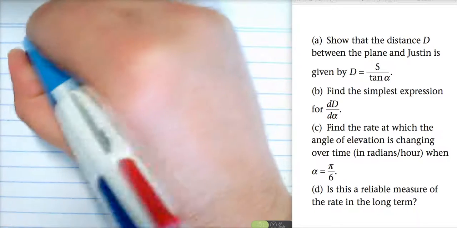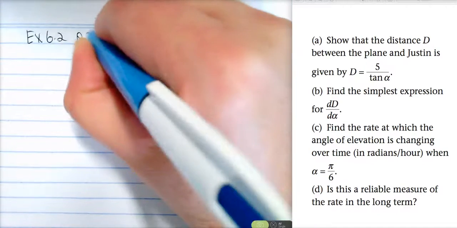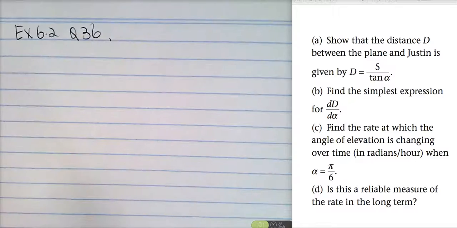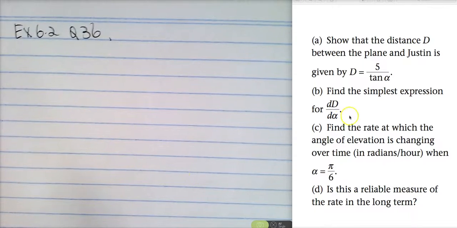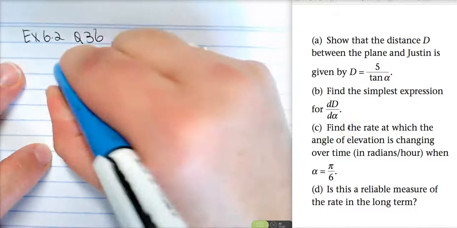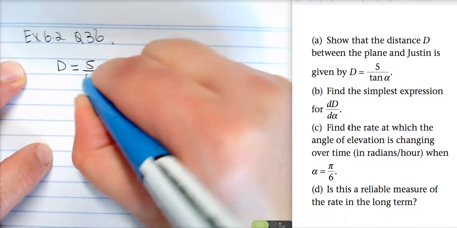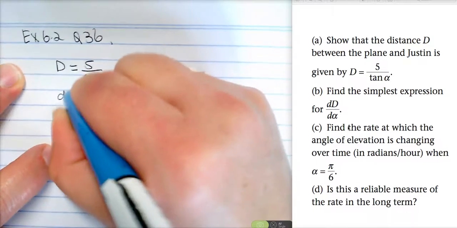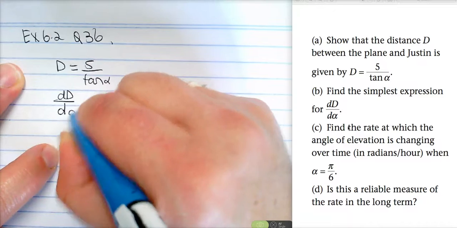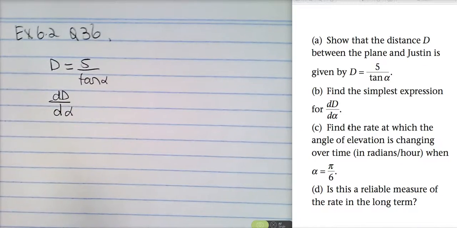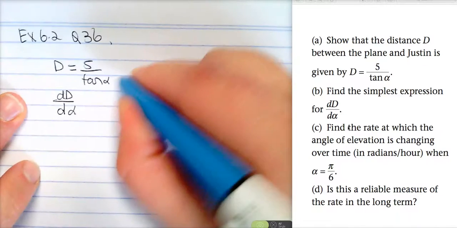I'll just keep it. This is exercise 6.2, question 36. Someone was just asking for part B. If we've got D equals 5 over tan alpha, we have to come up with an expression for dD/d alpha. Now, you can do this two ways.